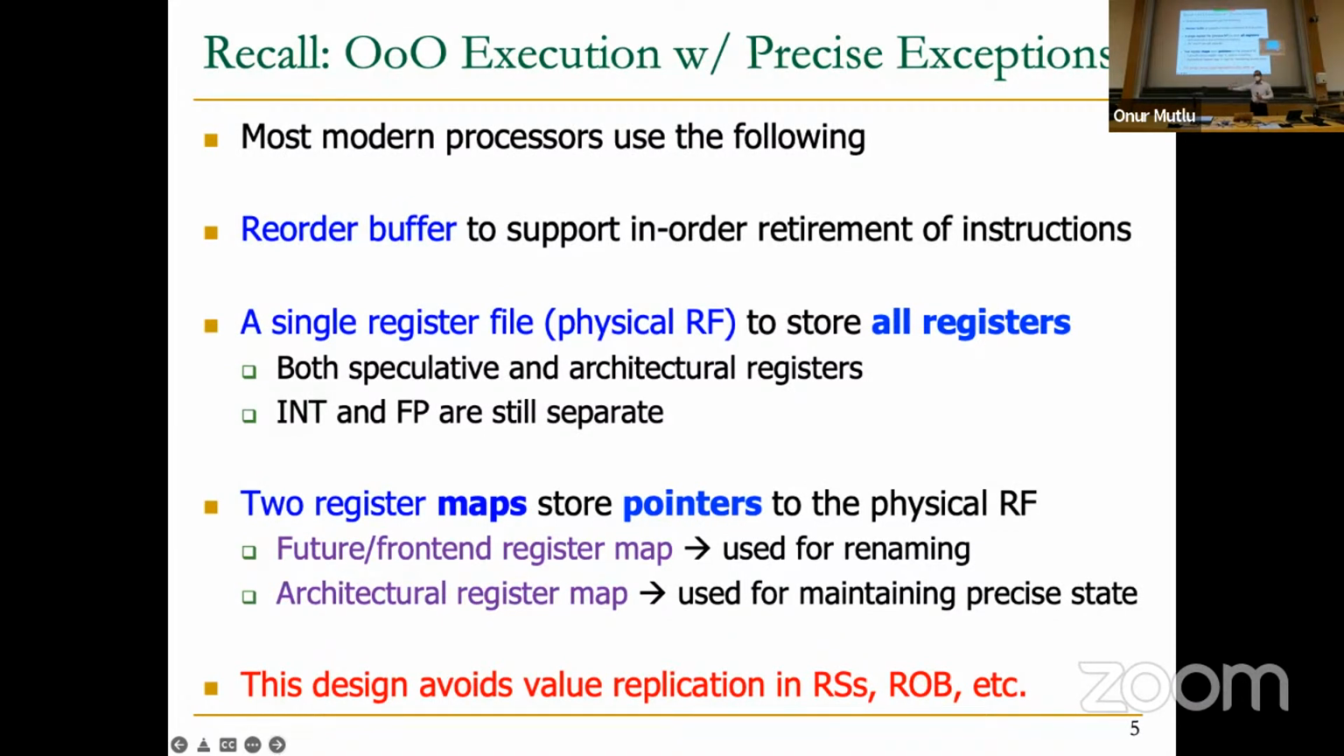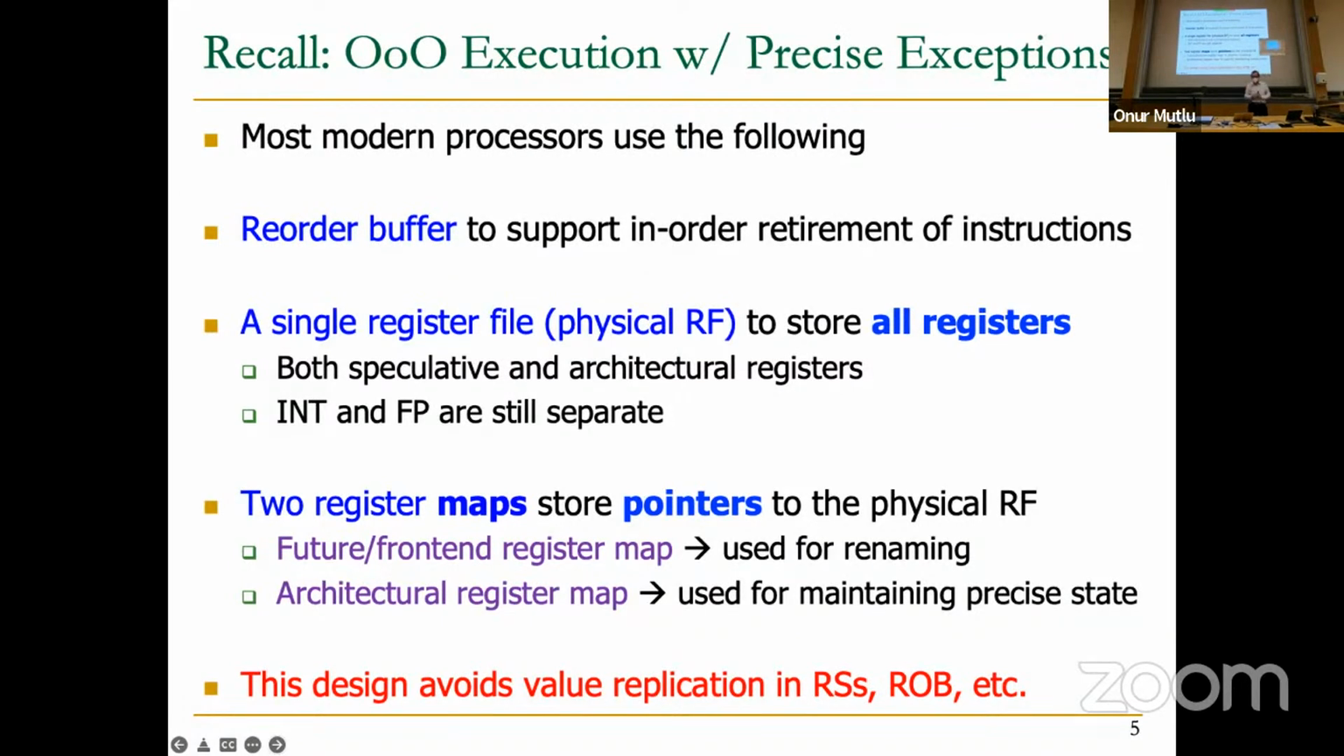And at the back end of the machine, you have the architectural register map, which is used for maintaining precise state. This is really the precise state that the programmer sees. That's why it's called architectural, right? This gets exposed to the programmer. Whenever, for example, you context switch a process out of the machine, this is what you store in memory so that you can bring the process back in.